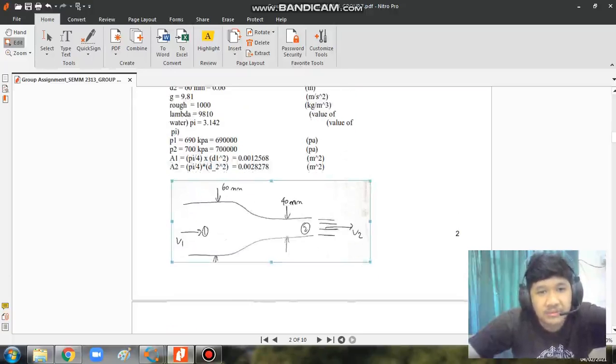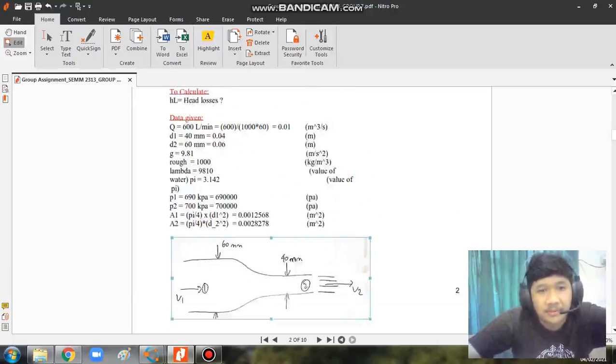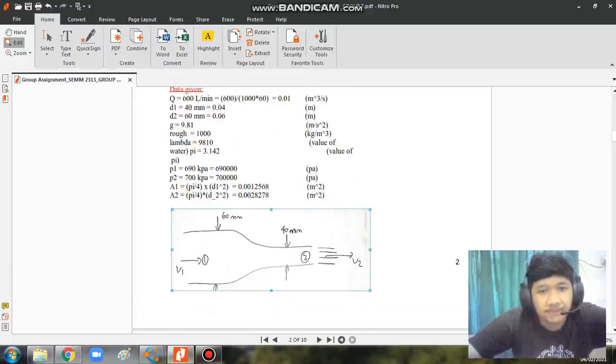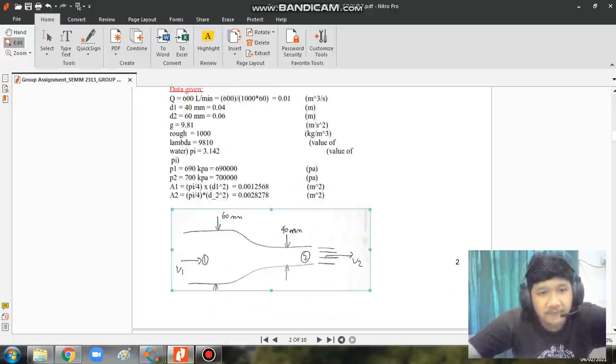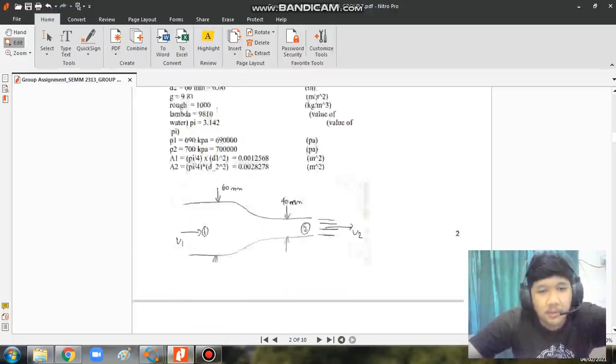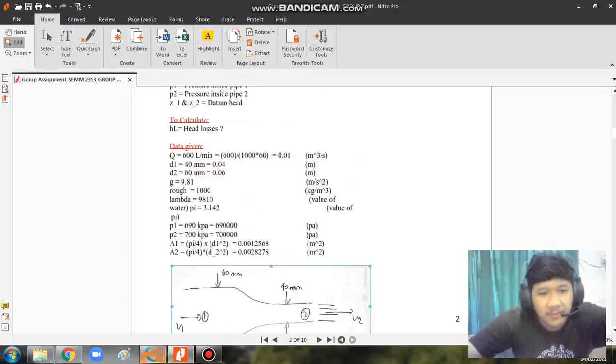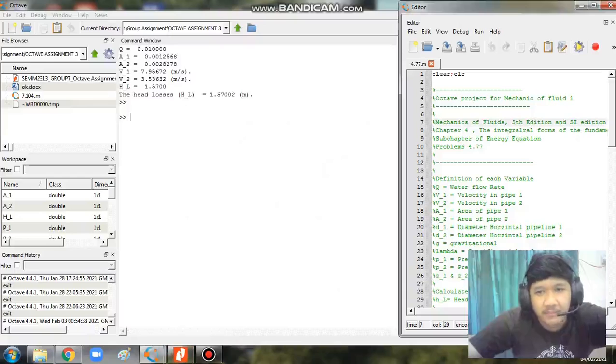So this is the schematic diagram, the illustration of this question. We have V1 here and V2 here. This is where the water goes out. We have the diameter of 60 millimeters here and diameter 2 of 40 millimeters. So before that, let's get started in MATLAB.